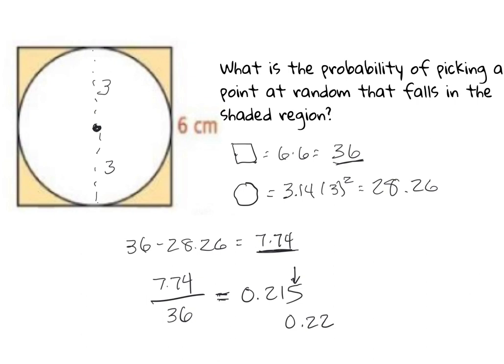So you are ready to go. Head over to Delta Math and get some of these CYUs done. Remember, when we have pi, we're going to use 3.14 instead of the pi button on the calculator. And you're going to be asked to round to the nearest hundredth, so make sure you do that as well.